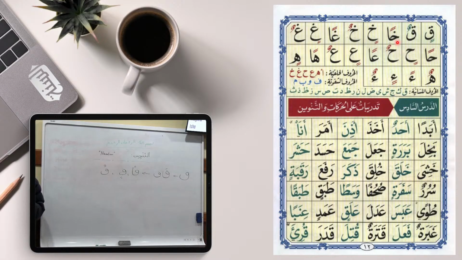Okay. Kha, fatatan khan. Kha, kasratan khin. Kha, dhammatan khun. Khan, khin, khun. Kha, fatatan, khan. Kha, kasratan, khin. Kha, dhammatan, khun. Khan, khin, khun.